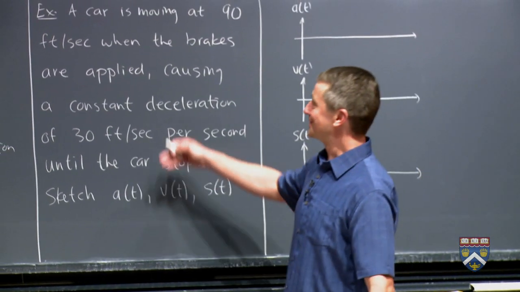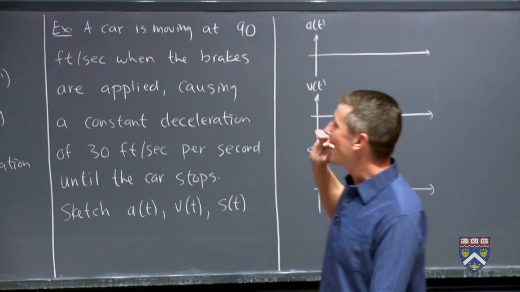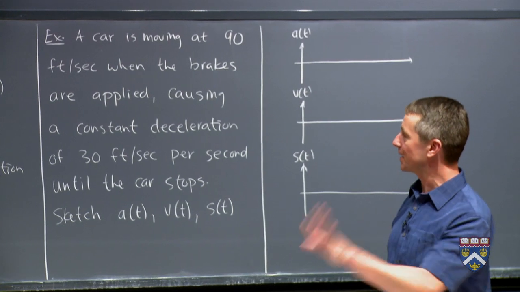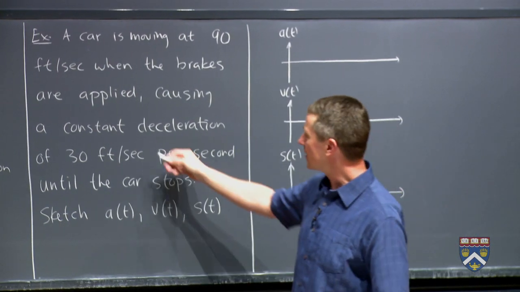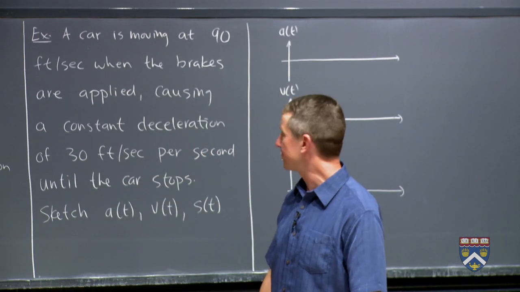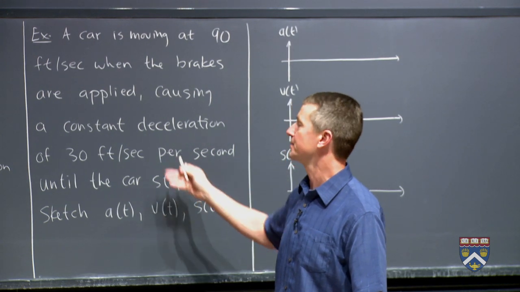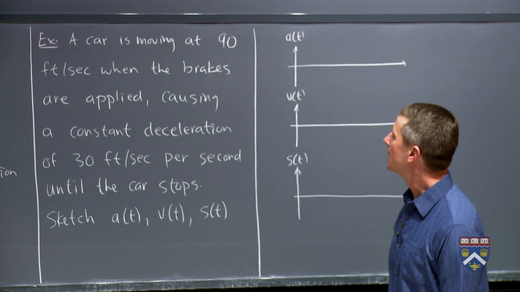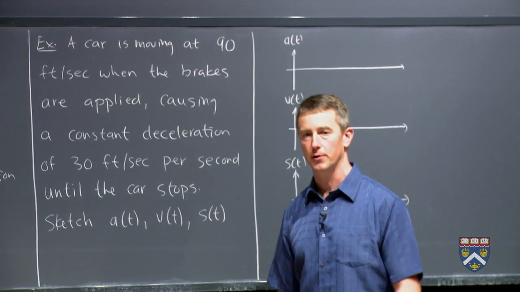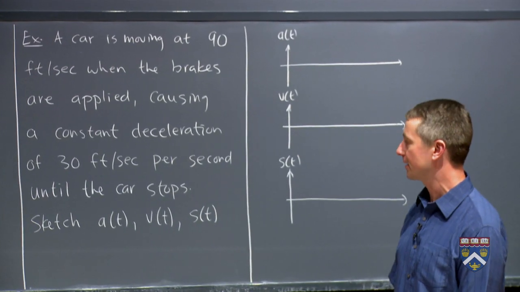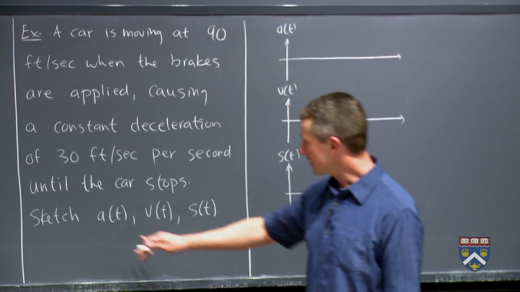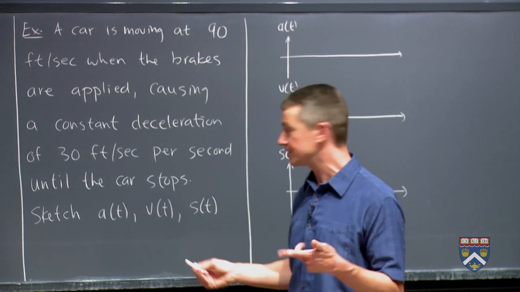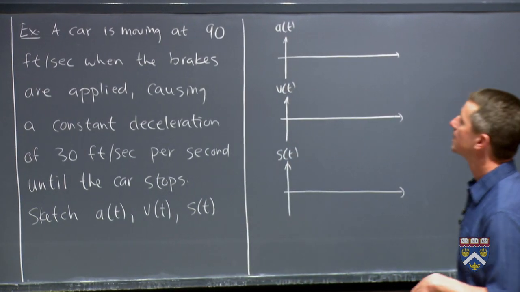Let's do a couple of examples here. Suppose you're driving along in a car at 90 feet per second when you put on the brakes, and the brakes cause you to decelerate at 30 feet per second per second. Some people like to write this as per second squared. That's fine. It means the same thing. Until the car stops just of its own power, not by any crashing into anything. And we'd like to sketch our three big functions: acceleration, velocity, and position.